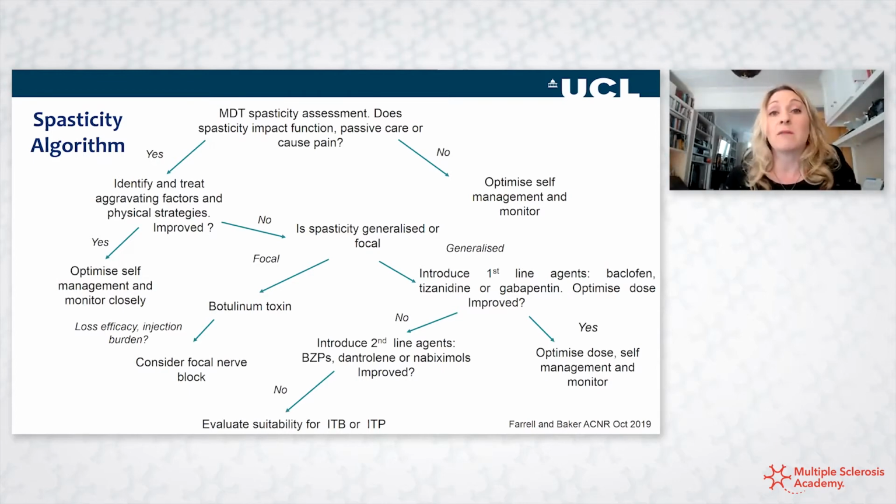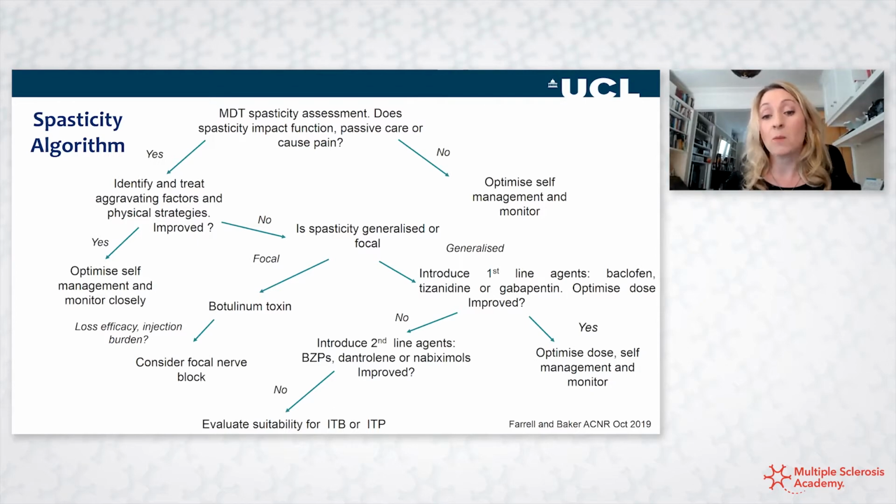Is it associated with having a urinary tract infection? So we think about all of these triggers and we try and modulate those, really working with the individual person with MS to optimize self-management, so that they know if they stretch and follow their exercise program, and they make sure that they avoid or treat urinary tract infections early, maybe their spasticity will not be as severe. However, many people will need a pharmacological intervention.